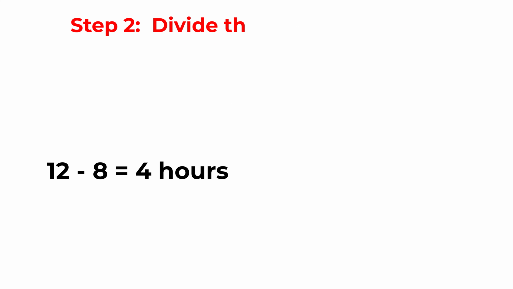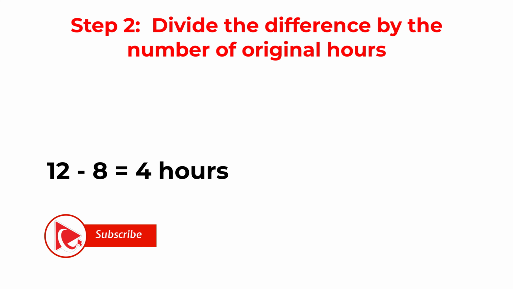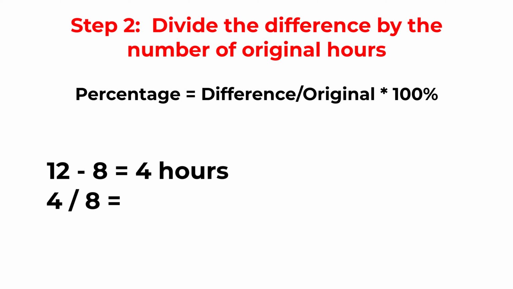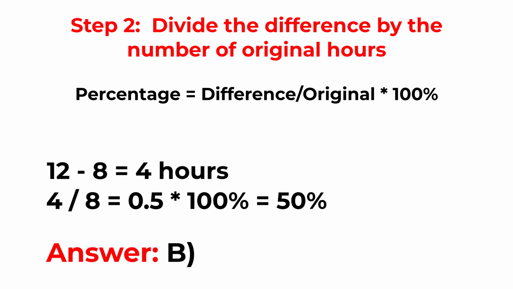In the second step, we need to divide the difference by the number of original hours, and the original hours would be Project 1 hours. 4 divided by 8 is 0.5, and then we need to multiply 0.5 by 100%. So the correct answer here is choice B, 50% increase. Hopefully you've nailed this question and now know how to answer similar problems on the test.